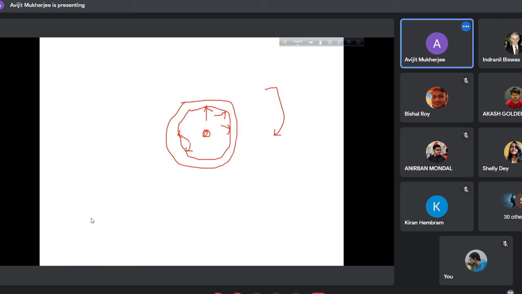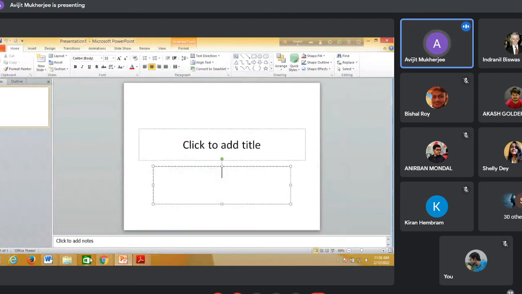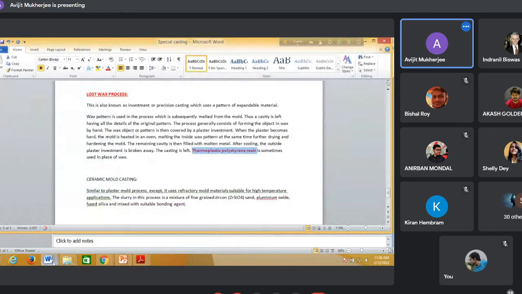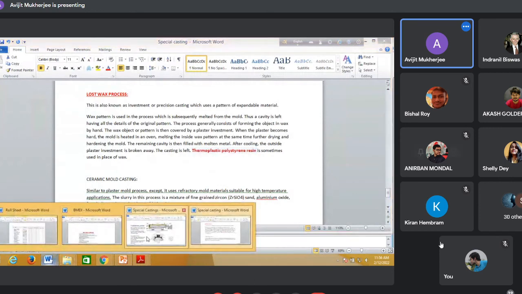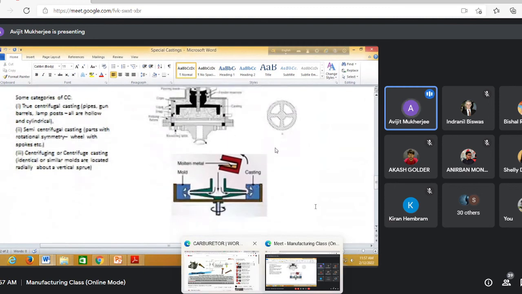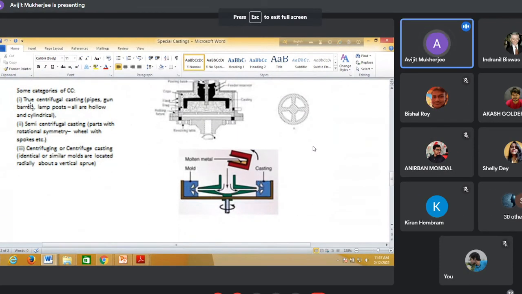But again, out of centrifugal casting there are three types. So this is the arrangement. So there are three types of centrifugal casting. What are those three types? One is called true centrifugal casting. True centrifugal casting means hollow pipes, gun barrels, lamp posts.